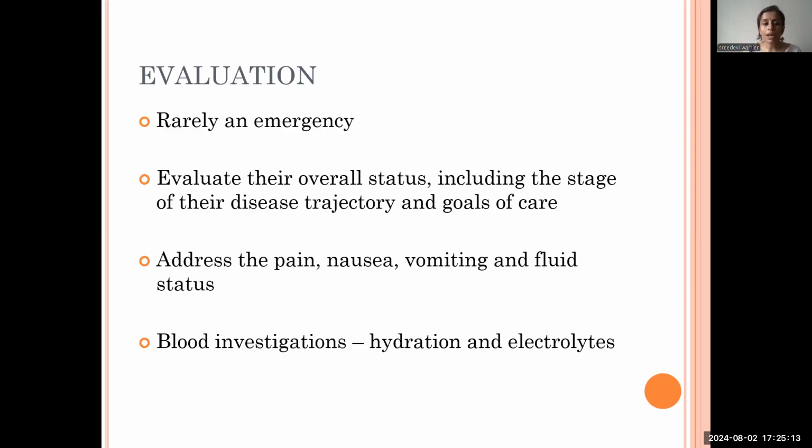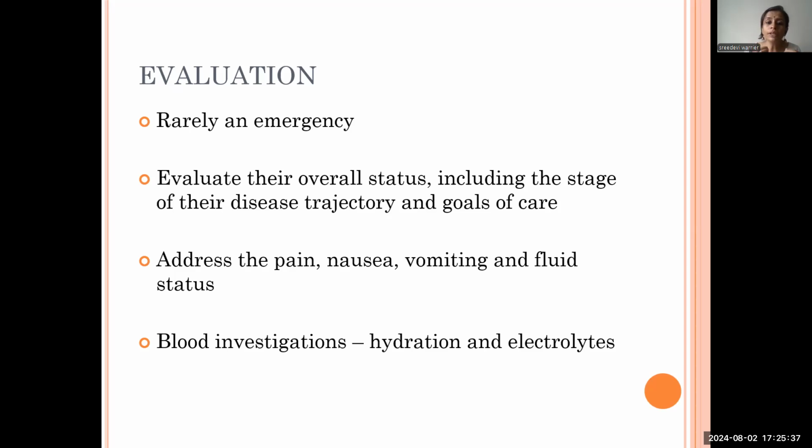So I'll move on to the evaluation. It is rarely an emergency. As I said, some of the cancers, we know, can present with bowel obstruction. Very rarely do they come to an emergency department saying, oh, I suddenly developed bowel obstruction this morning. That may not happen. They start with slight pain, nausea, vomiting. So we should be able to identify it as early as possible.